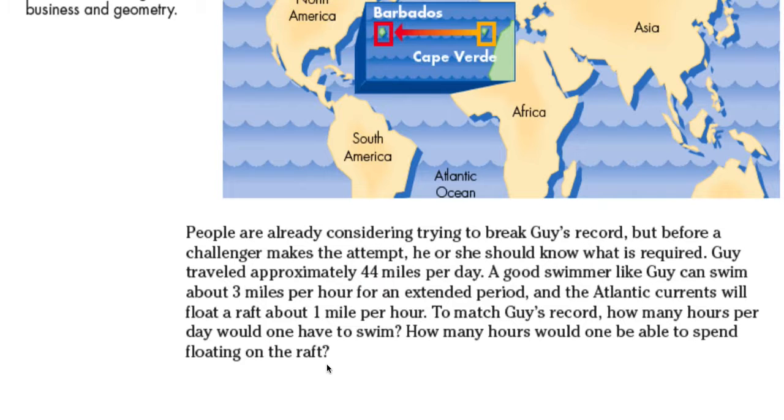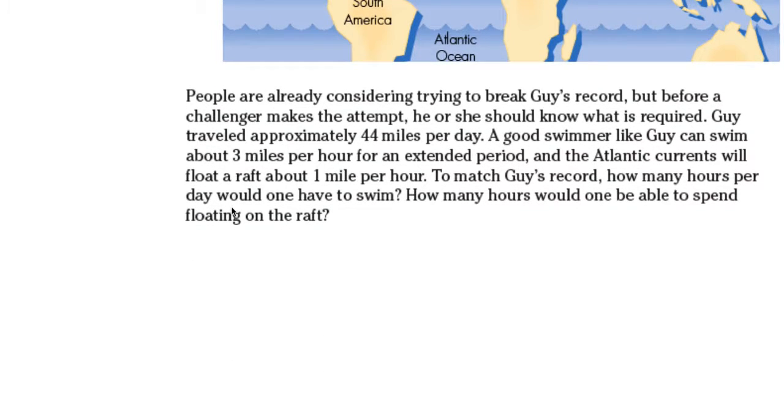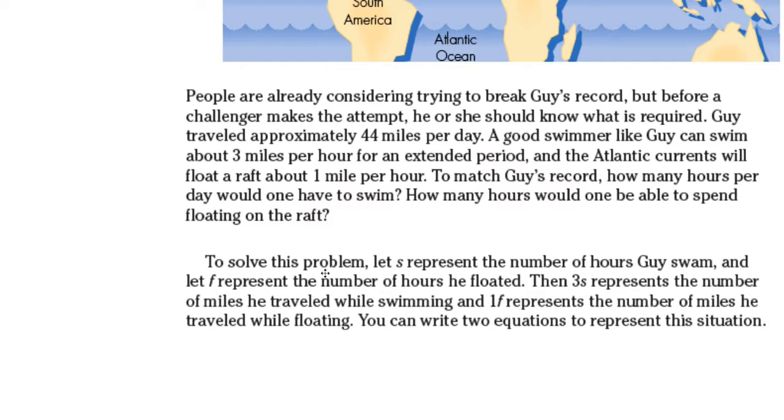Now to solve a problem like this one, I don't know if you want to match what he did, but to solve a problem like this one, let S represent the number of hours Guy swam, and let F be the number of hours he floated. Then 3S represents the number of miles he traveled while swimming, and 1F represents the number of miles he traveled while floating. Remember, he swam approximately 3 miles per hour, and the raft floated 1 mile per hour.